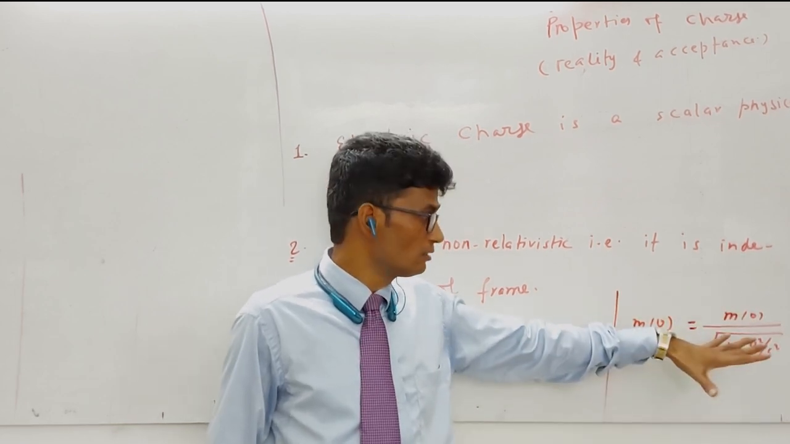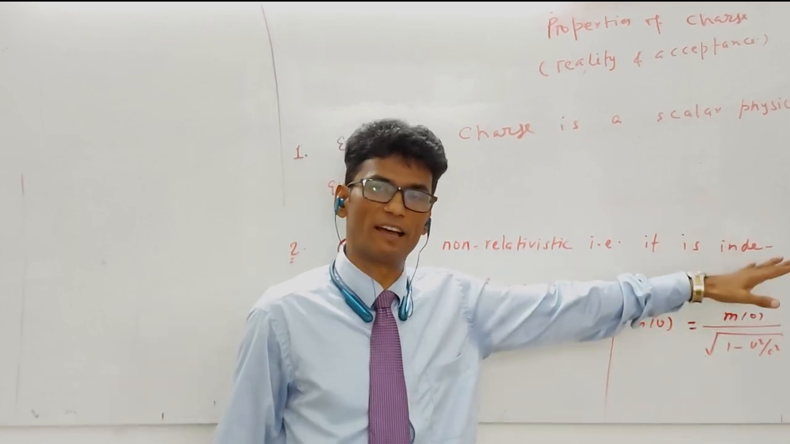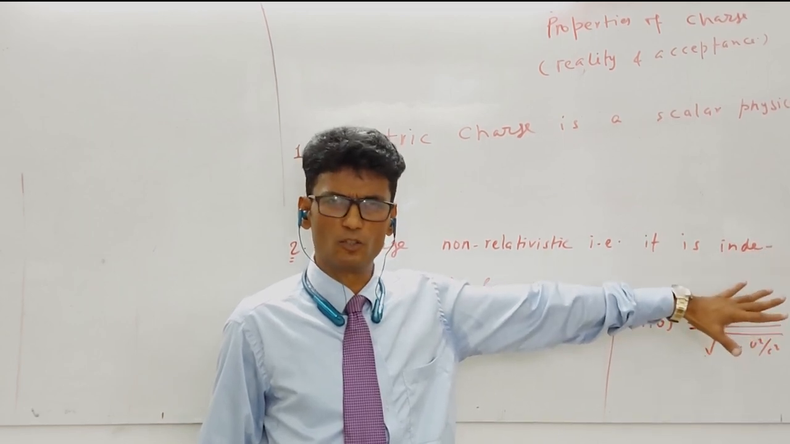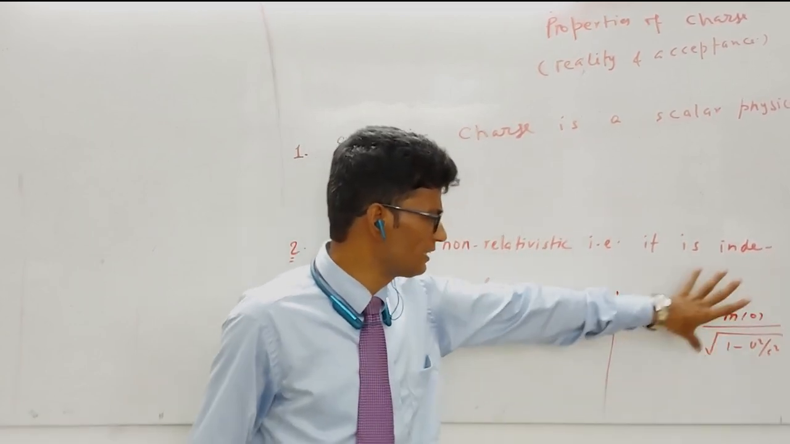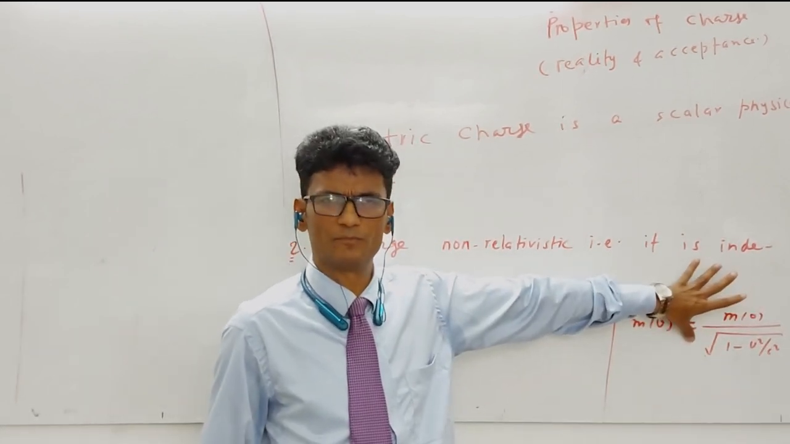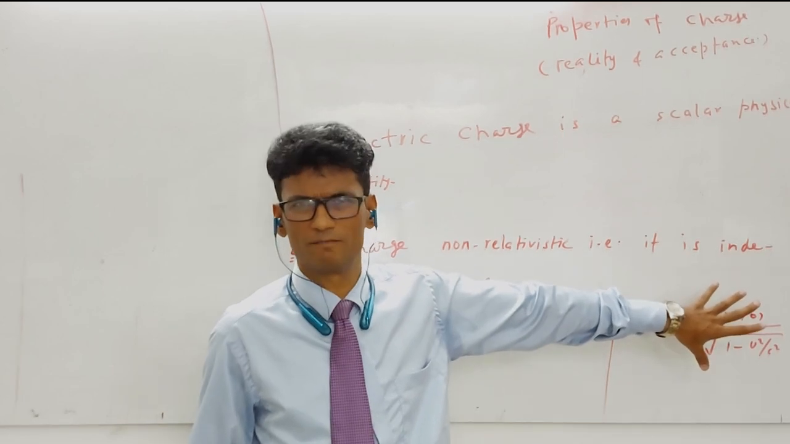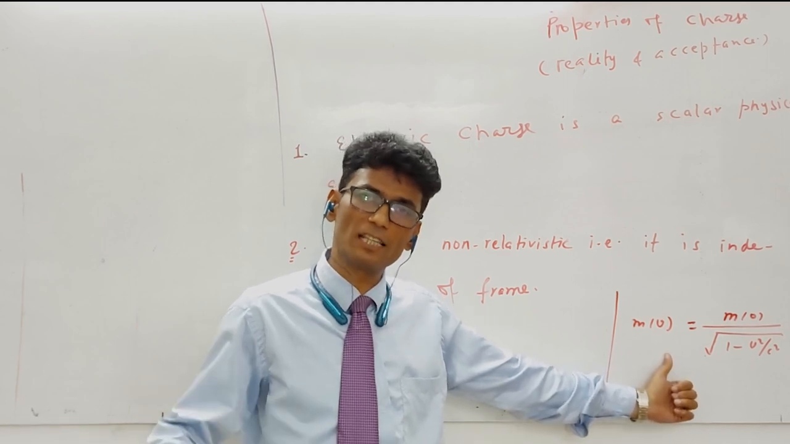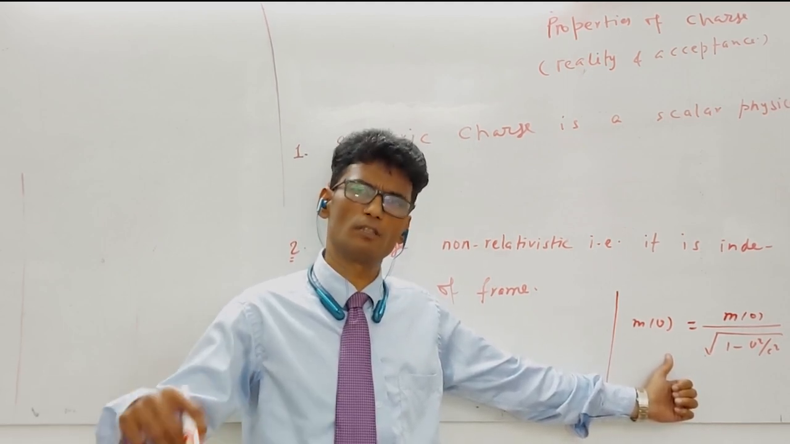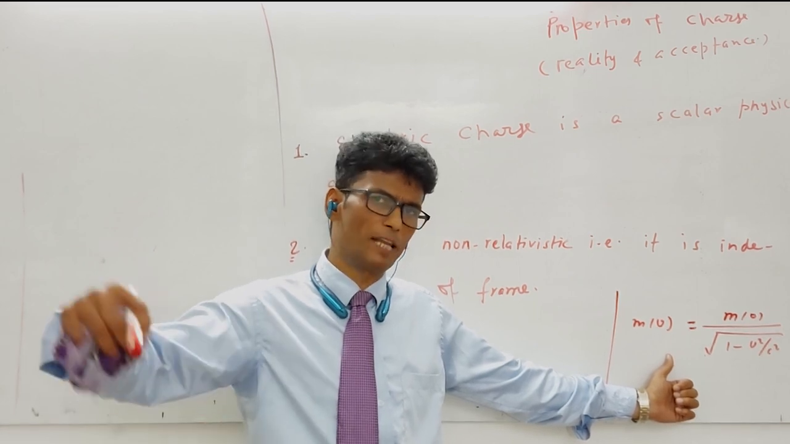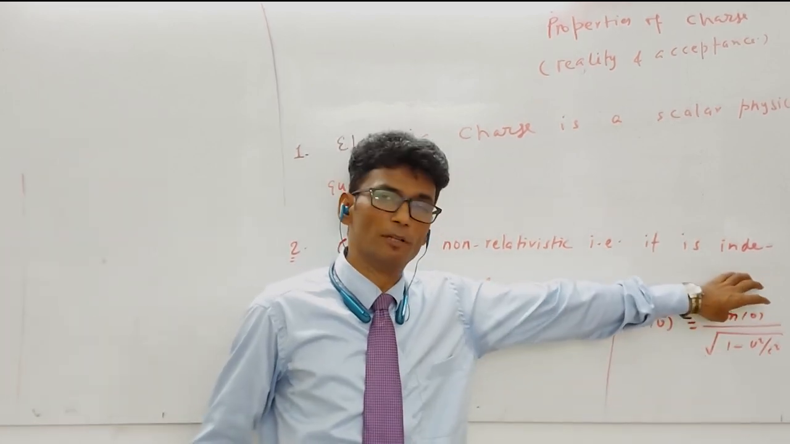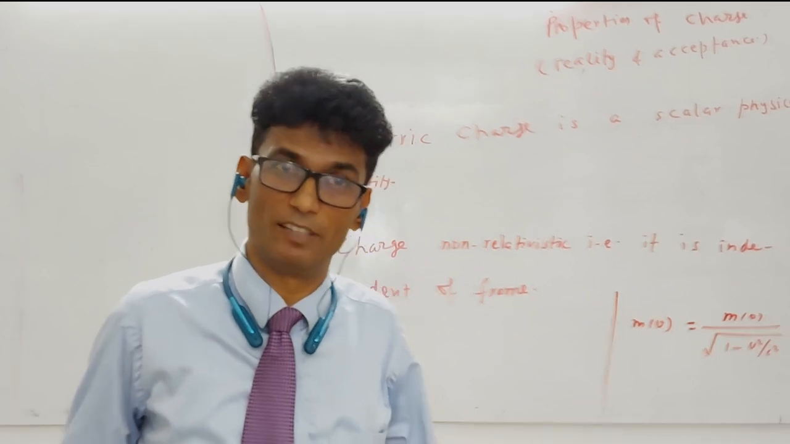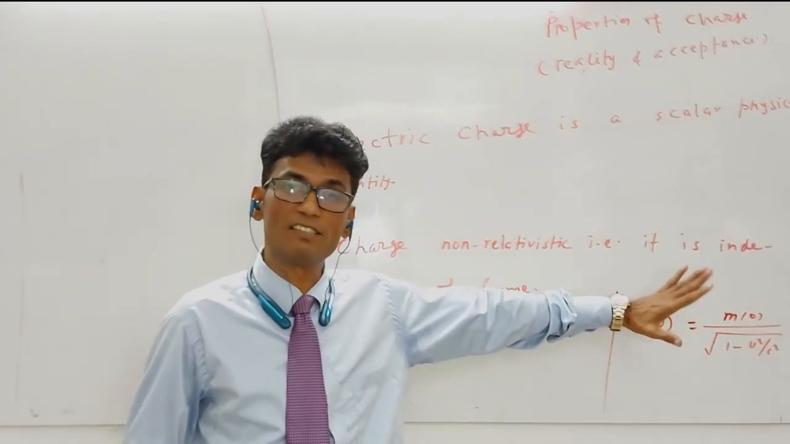So Newton's law has to be modified, because in Newtonian mechanics speed is small, so its mathematical construct is not applicable there. Applicable, but not of much use, not giving you significant differences. But when the speed of the particle or the frame from which we are observing is comparable to the speed of light, then this m naught does not work. So we have to use the relativistic construct of mass.